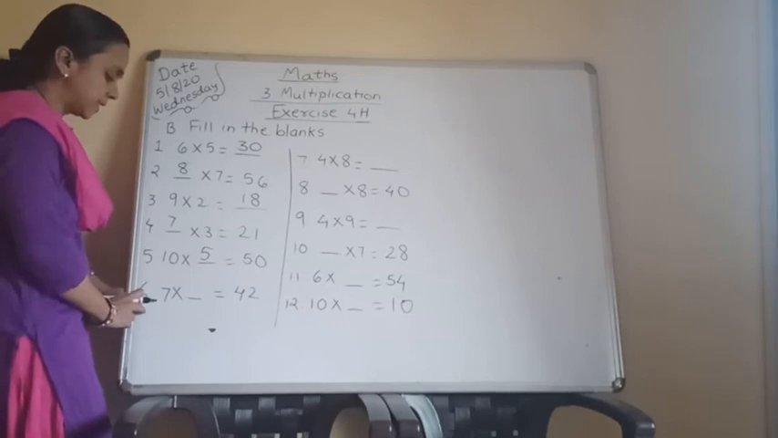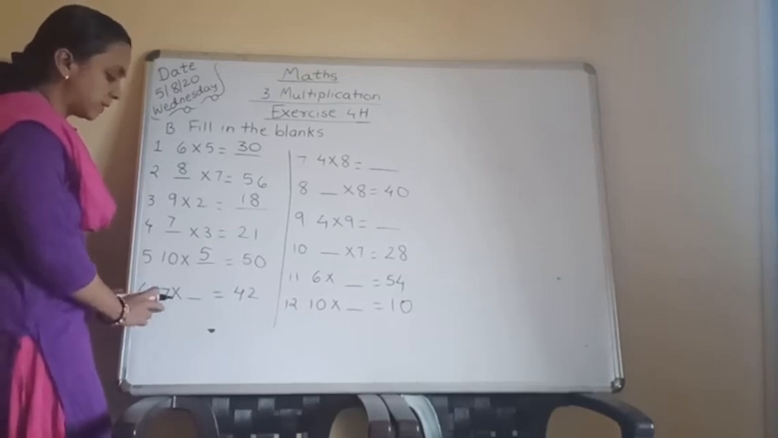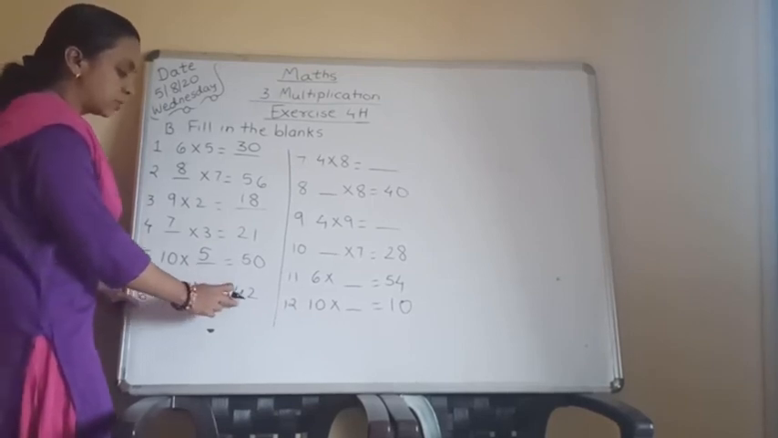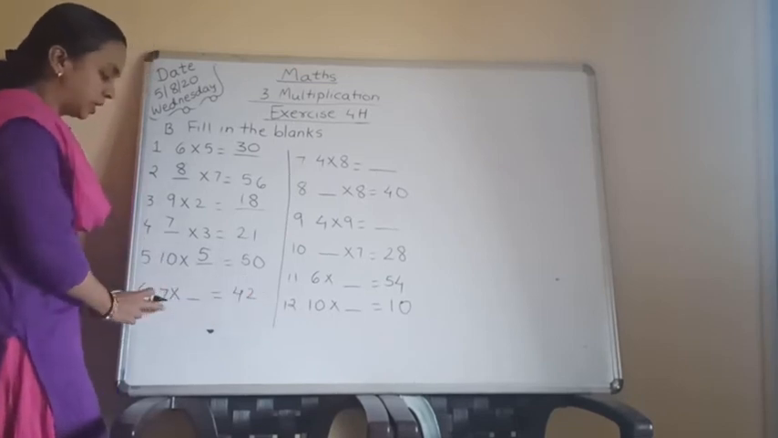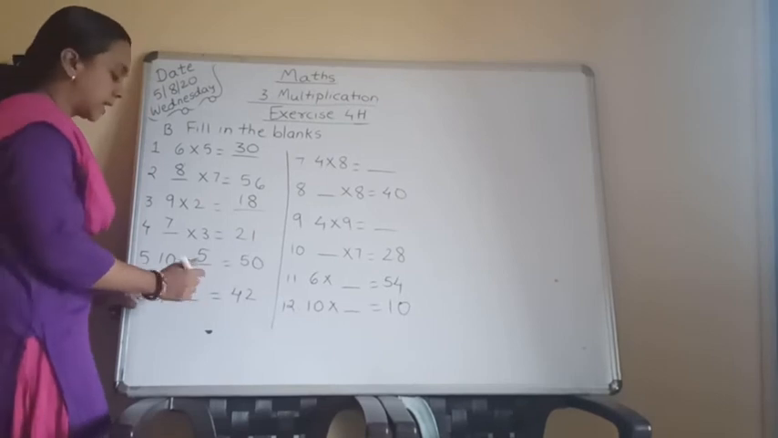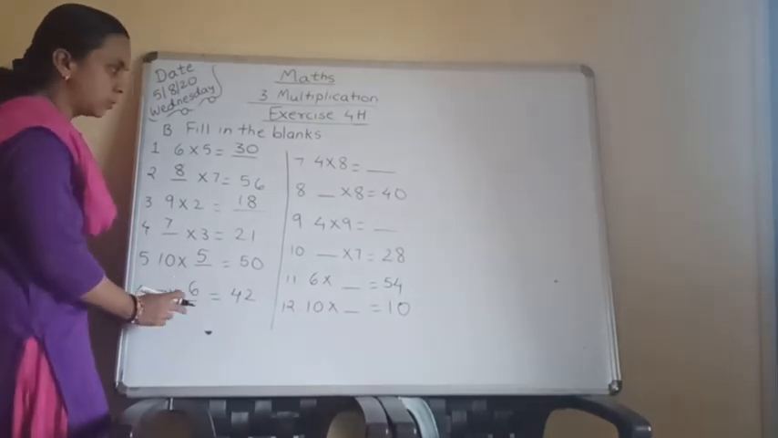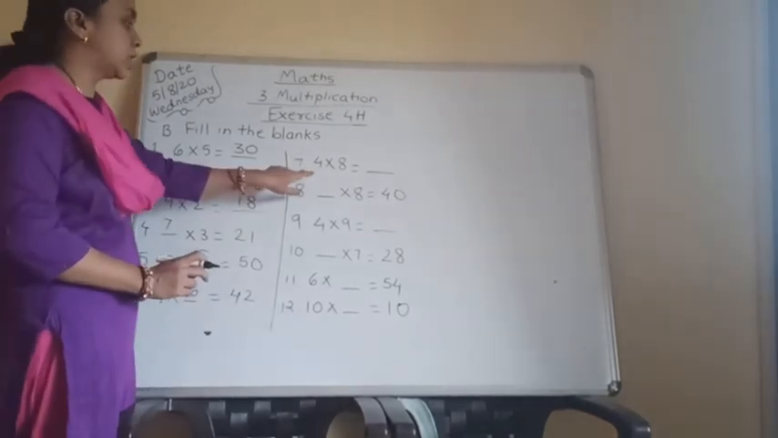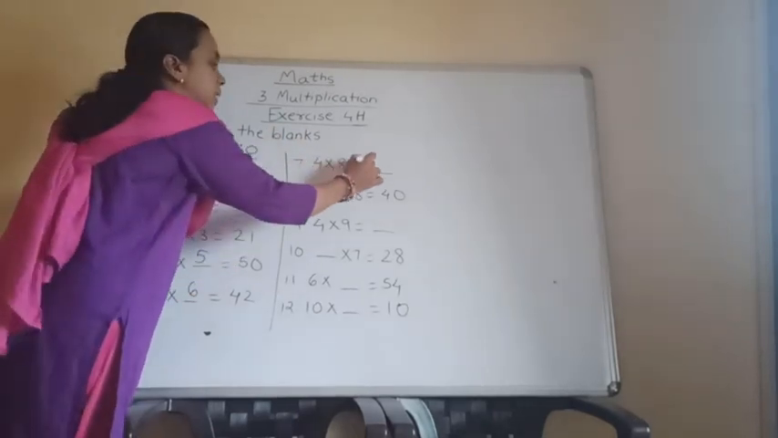Now see sixth question. 7 multiplied by dash equal to 42. So in the table of 7, 42 number is there. Yes, 7 6s are 42. Now see seventh question. 4 8s are 32.